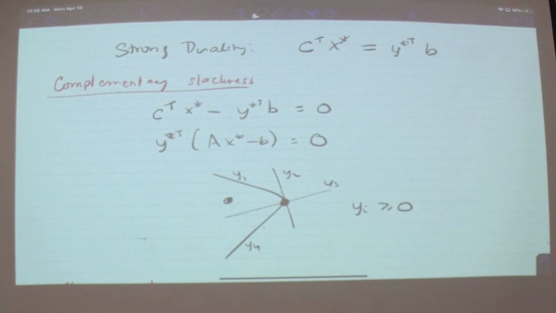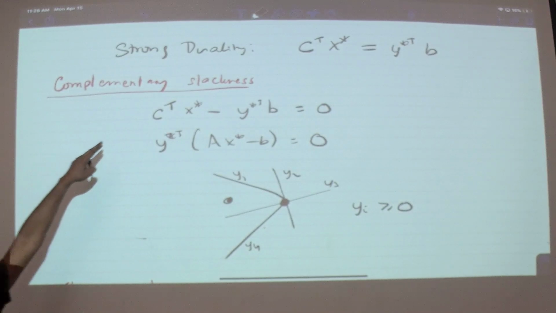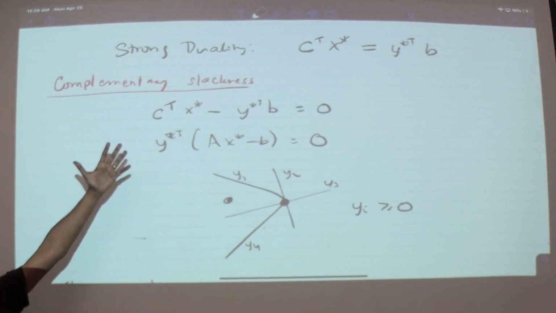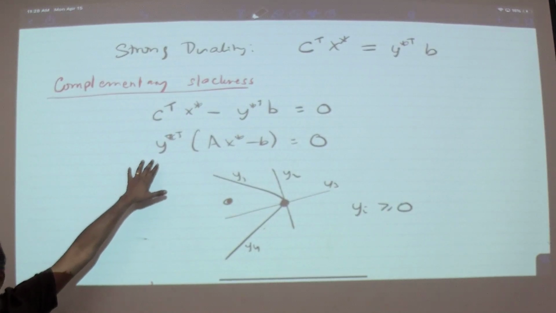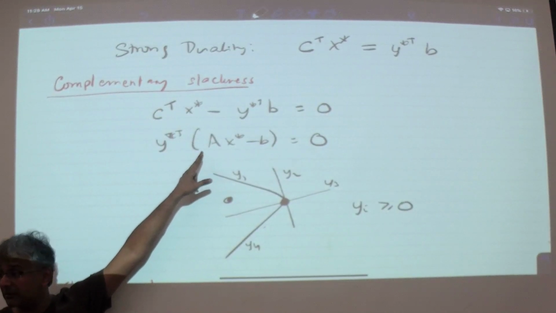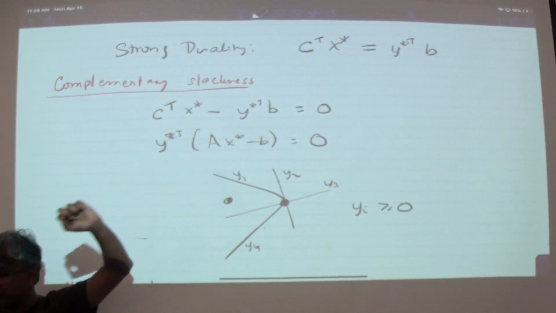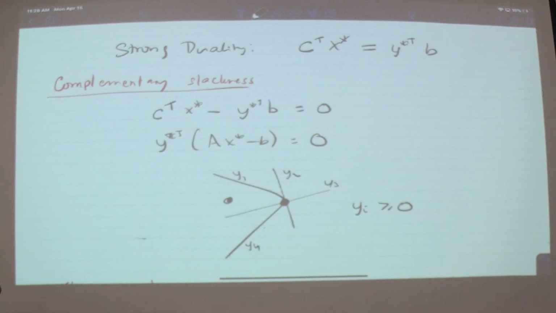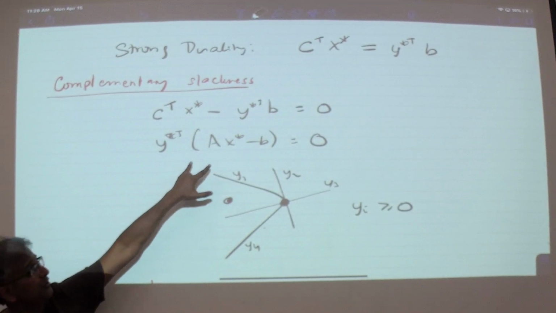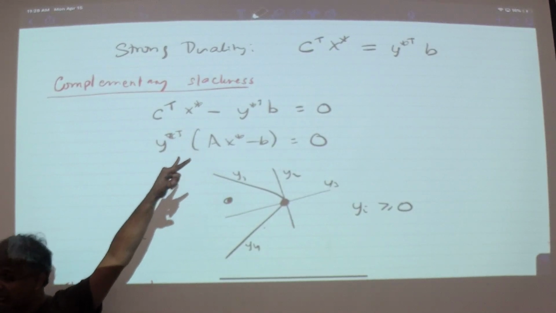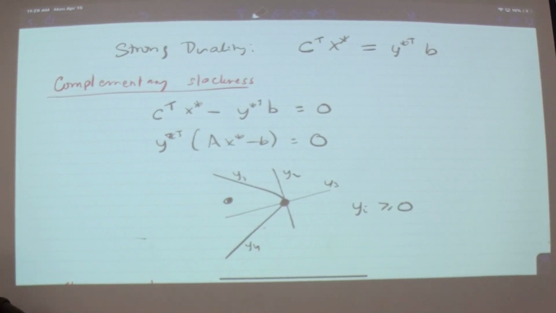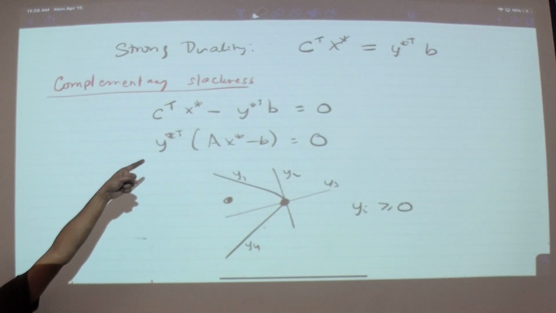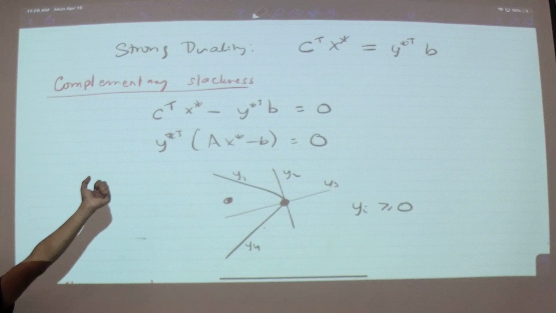So again, the way to think about this is that if you look at this equation here, where they're equal, you get this property here. So what this is saying is that if these are non-zero, the corresponding inequality must be tight. Which means that your optimum solution in the primal is sitting on those hyperplanes. Correspondingly, if a constraint is not tight, meaning you are not sitting on that hyperplane, then the dual variables corresponding to those hyperplanes are zero.